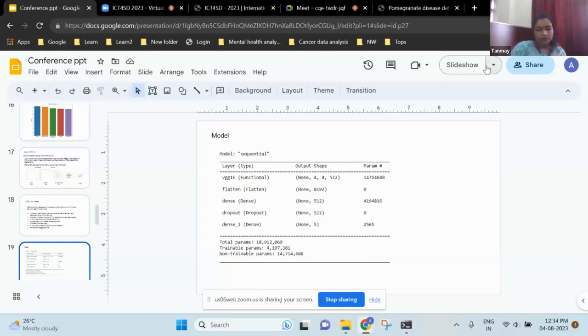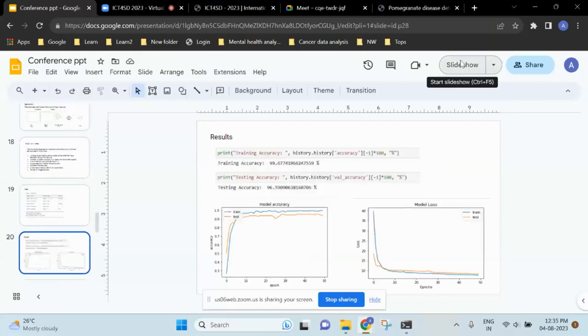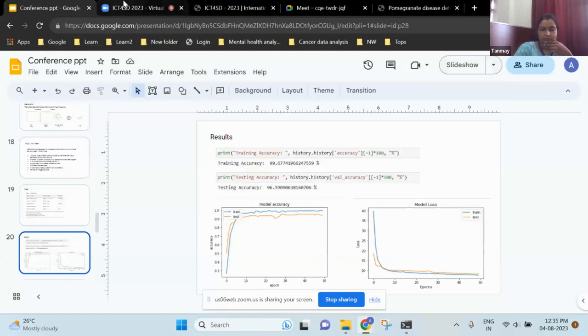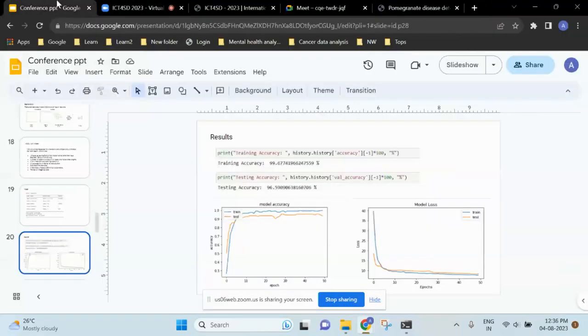How much accurate results did you achieve by using this algorithm? Ma'am, as we can see, for training accuracy we have 99%, and for testing accuracy we have 96%.